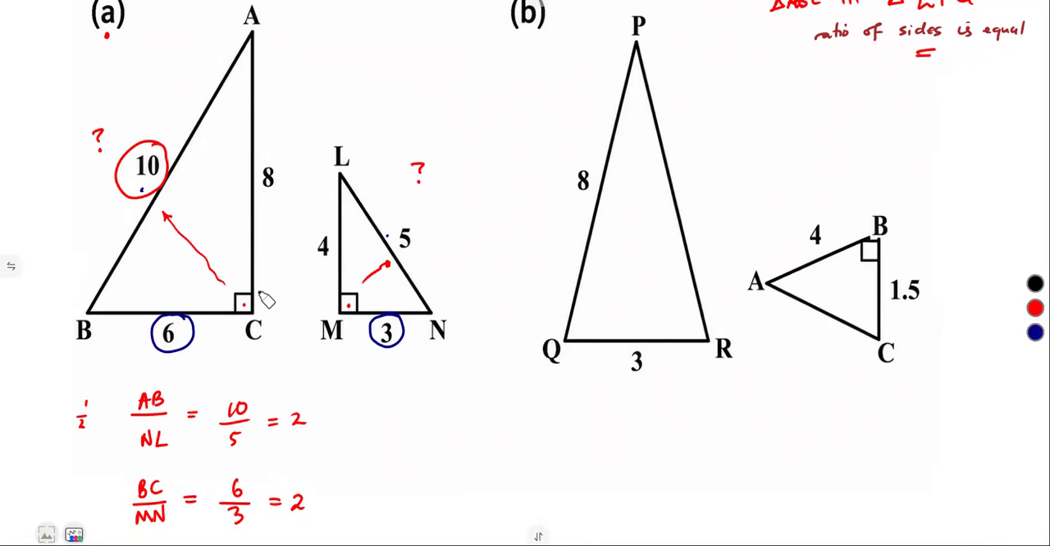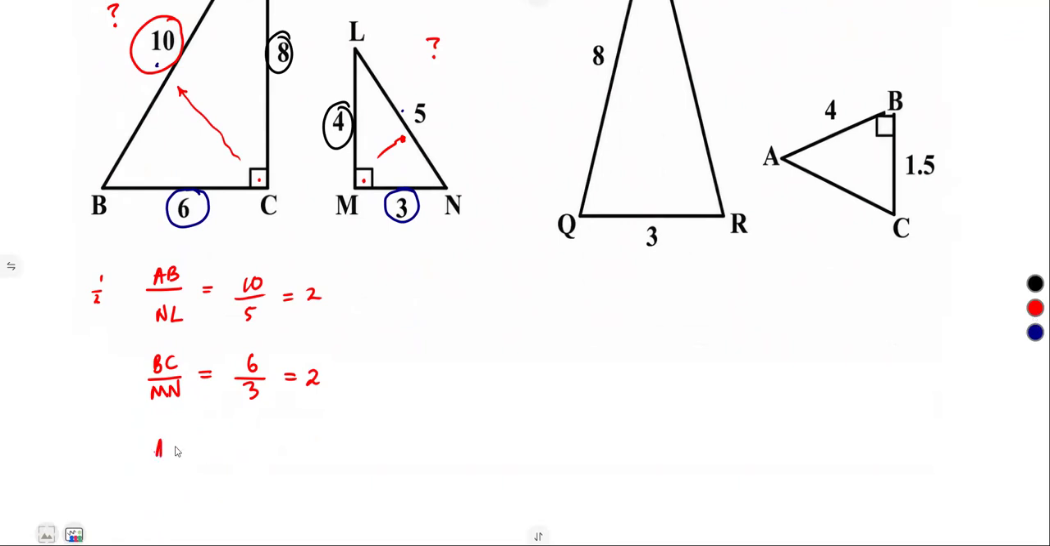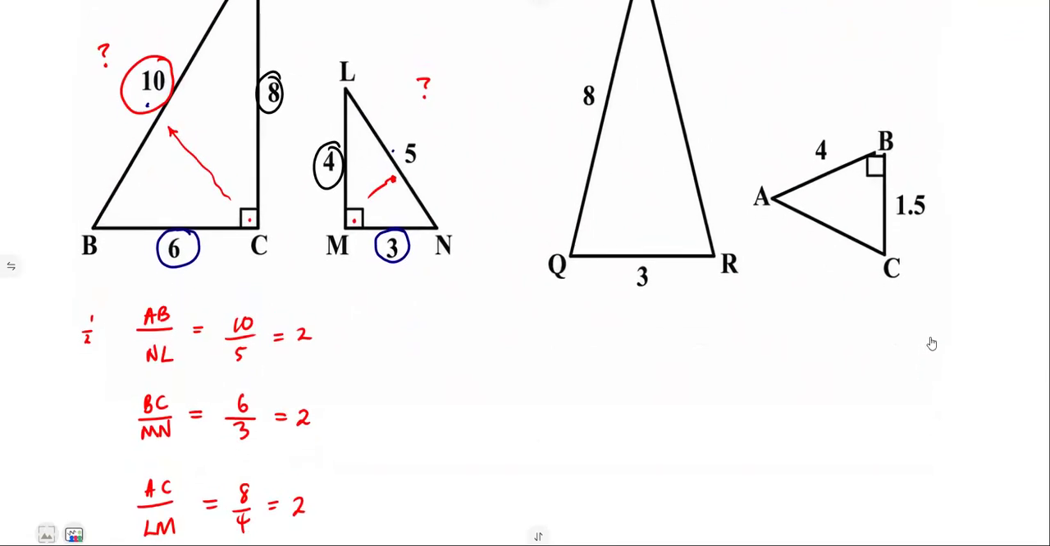From the 90 degree angle at C going up, we've got the perpendicular height. Considering the perpendicular height of 8 to the perpendicular height of 4, are we going to have the same ratio? We are considering AC over LM, first triangle over second triangle. That is 8 over 4, and this gives us 2. We have the same ratio throughout.